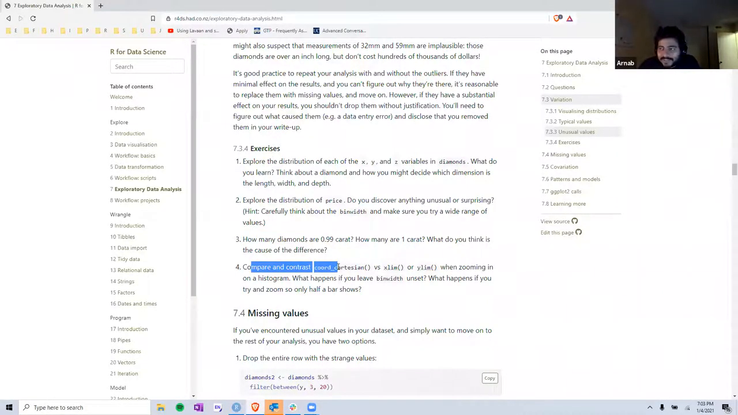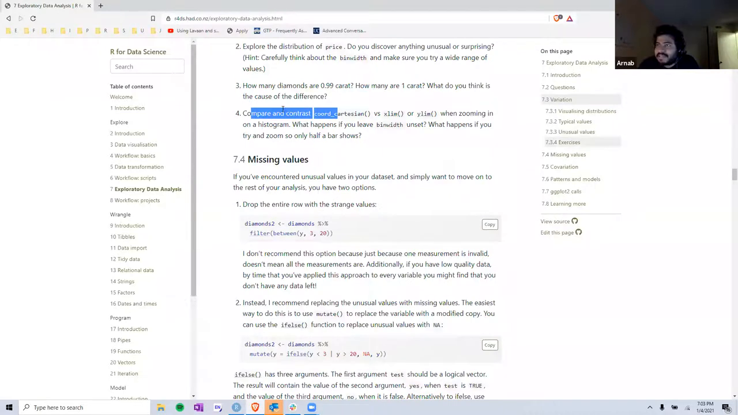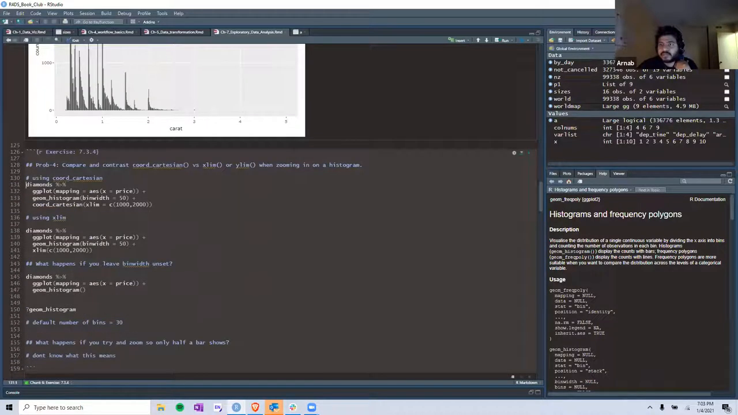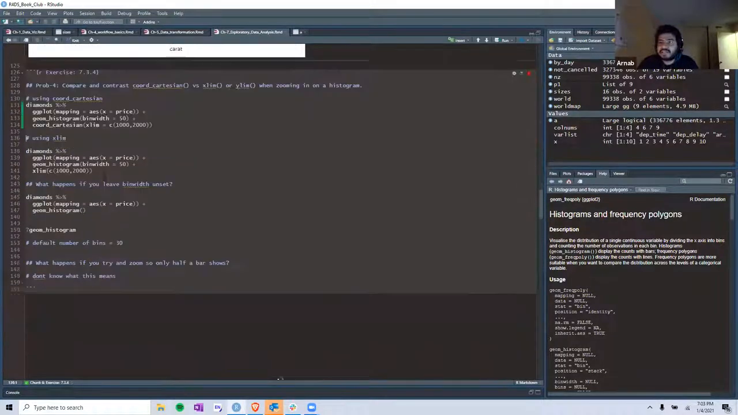Next, the last question for this exercise is to compare and contrast the coord_cartesian function versus the xlim or ylim function that comes with ggplot when we want to zoom in on a histogram. So that's the first part of this question. Let's see what happens. Here I'm writing two very similar codes. One using the Cartesian coordinate function and setting the xlim at 1000 to 2000, and this is what we get.